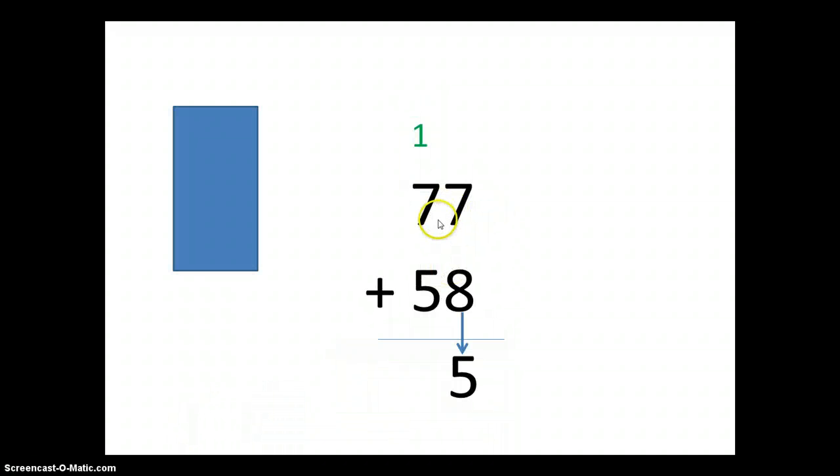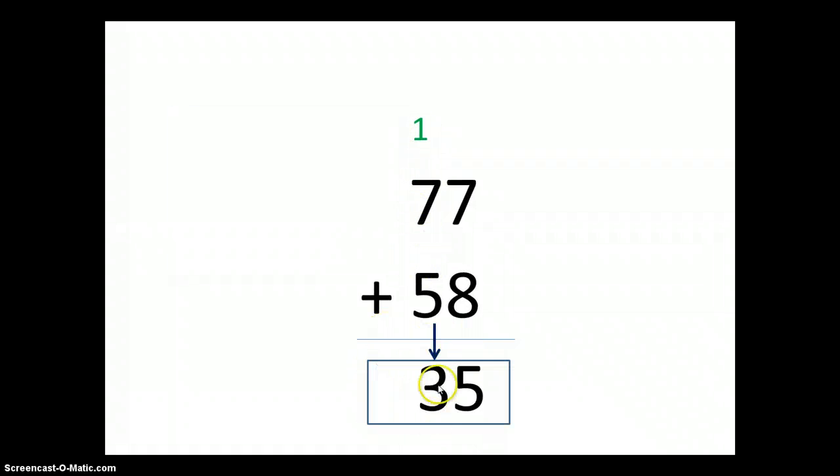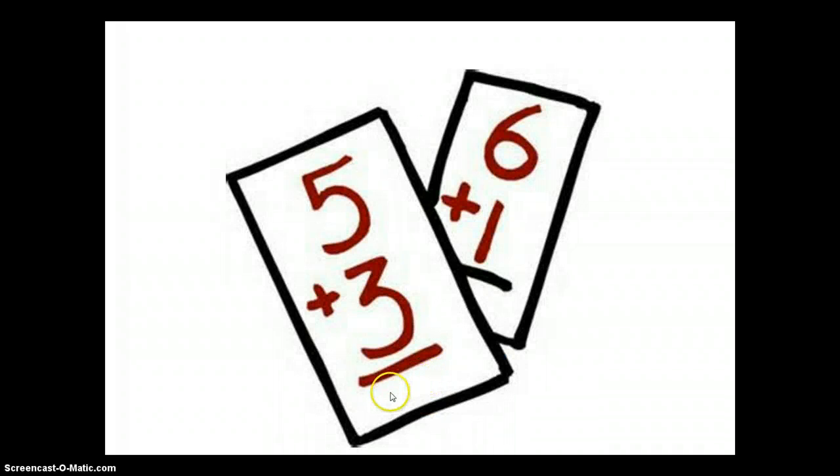So our last problem we're going to look at is 77 plus 58. So we go down here. 7 plus 8 is 15. We're going to put our 5 down here and our 1 up here. And then we go 7 plus 5 plus 1 for our 10s gives you 13. So I should have a 1, 3, and a 5 there.